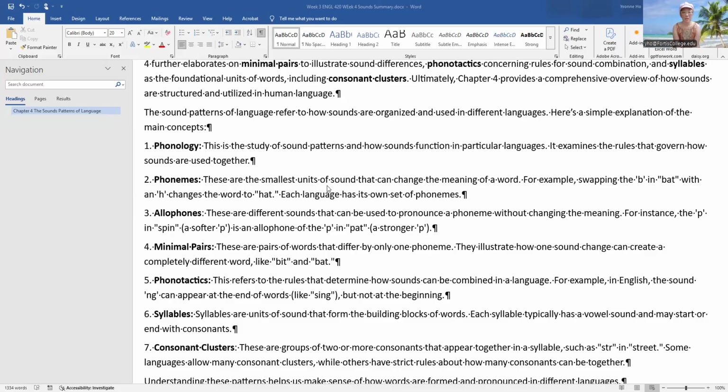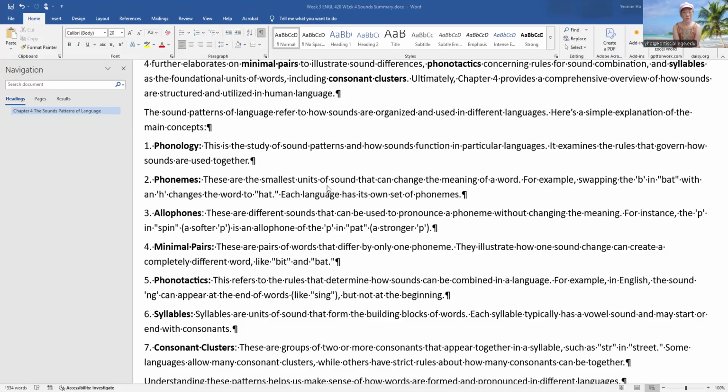Minimal pairs. These are pairs of words that differ by only one phoneme. They illustrate how one sound change can create a completely different word, like bit and bat. Phonotactics. This refers to the rules that determine how sounds can be combined in a language. For example, in English, the sound n can appear at the end of words like sing, but not at the beginning. So that is known as the phonotactics.